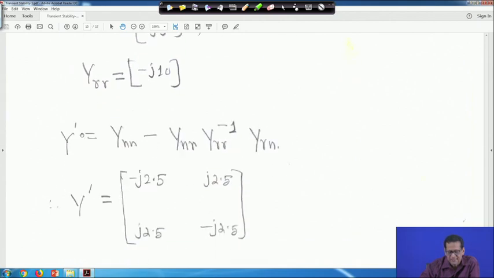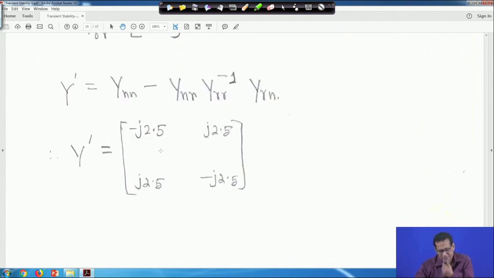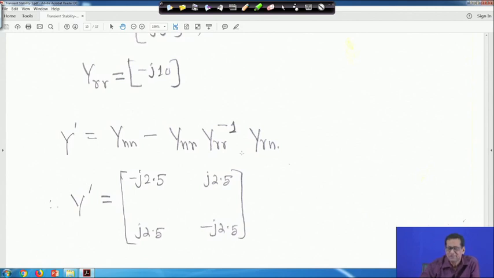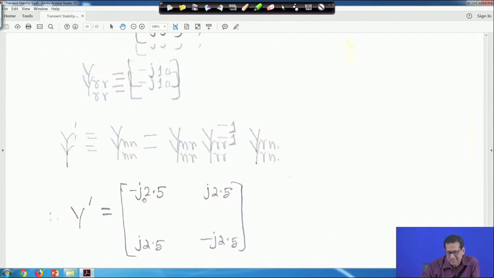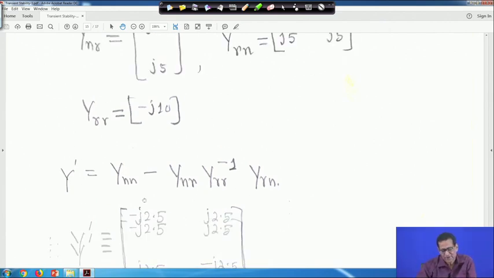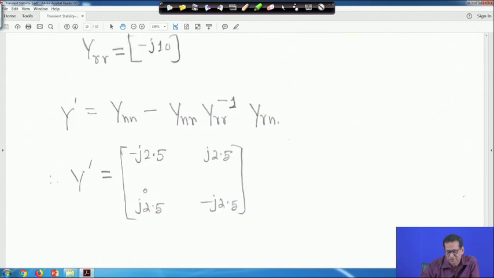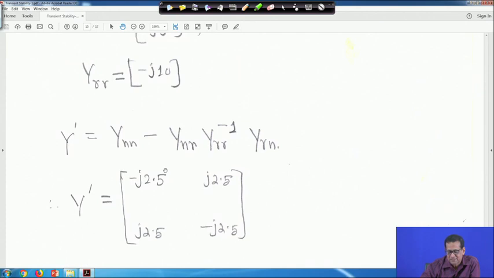Now, we know that Y dash is equal to YNN minus YNR YRR inverse YRN. If you substitute all these values and simplify, you will get Y dash equal to minus j2.5, j2.5, j2.5, minus j2.5. This is the pre-fault matrix, but reduced to 2 by 2 because you have two machines. So, this is the pre-fault 2 by 2 matrix.